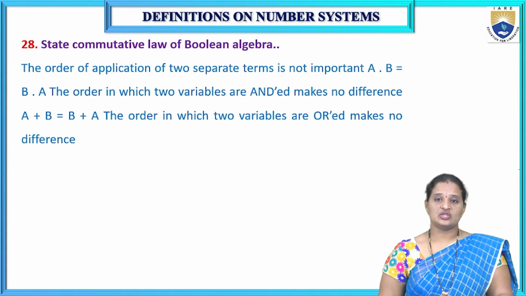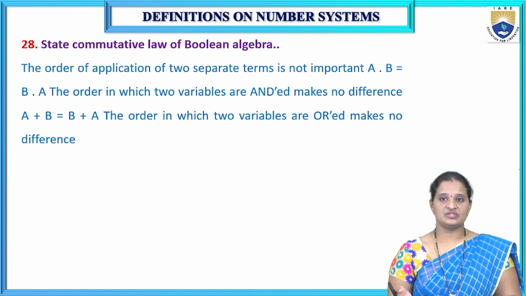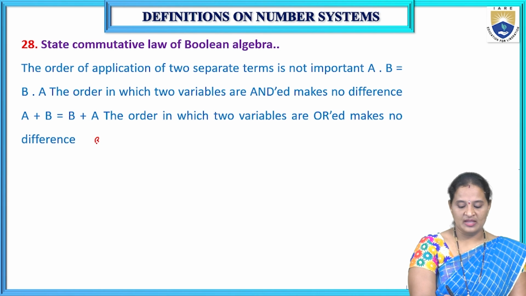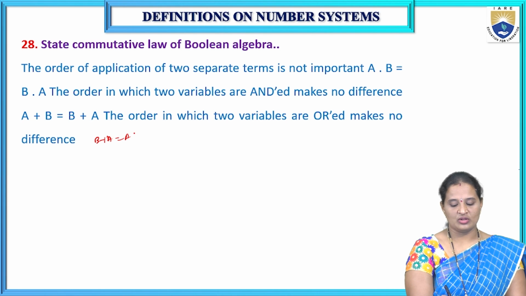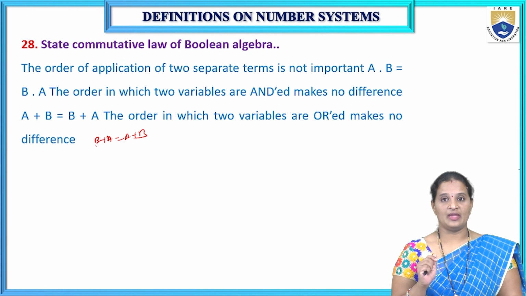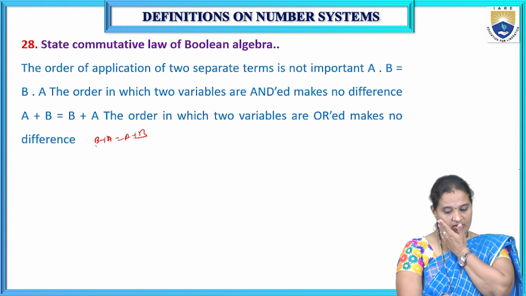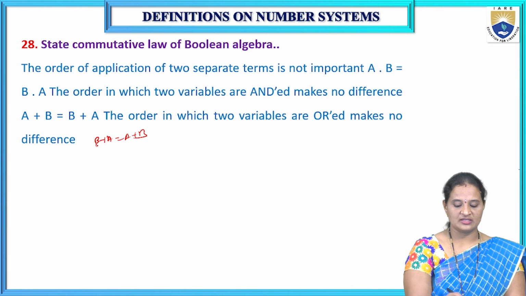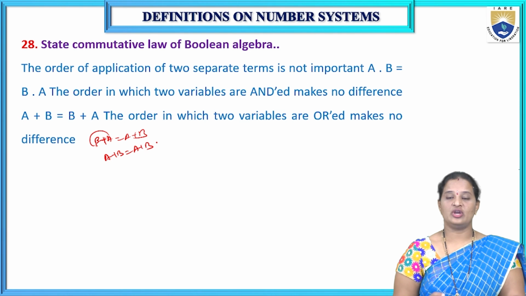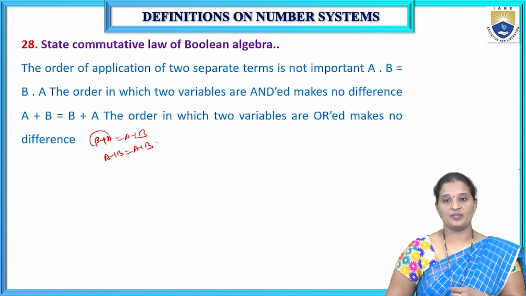Now the commutative law. The commutative law says that the order in which the two variables are ANDed or ORed together makes no difference. So A plus B is equal to B plus A. Here no two variables are said to be identical, and hence we can simply rearrange the variables. So it doesn't make any change. So this is our commutative law.